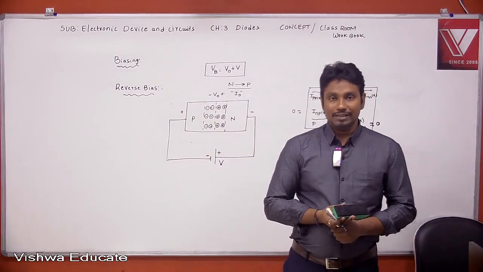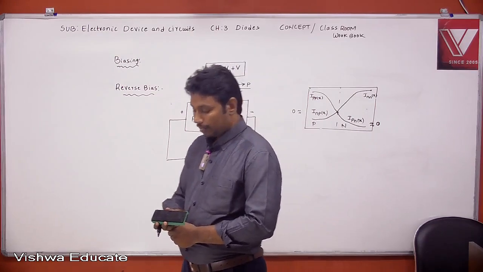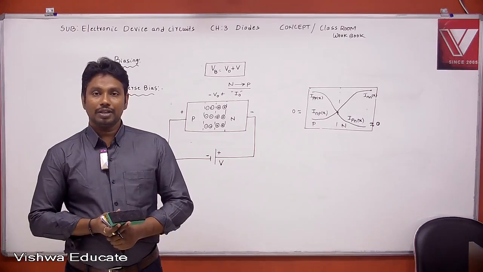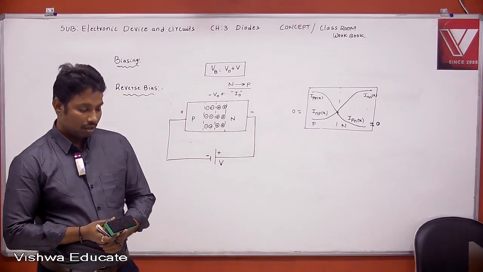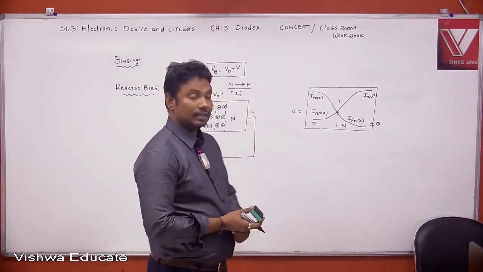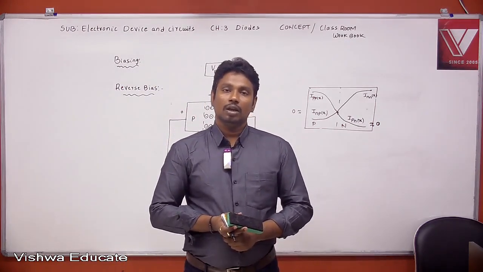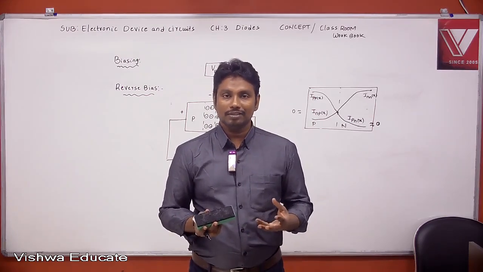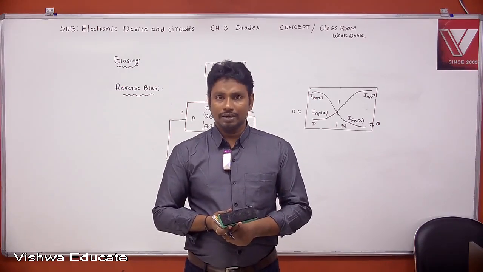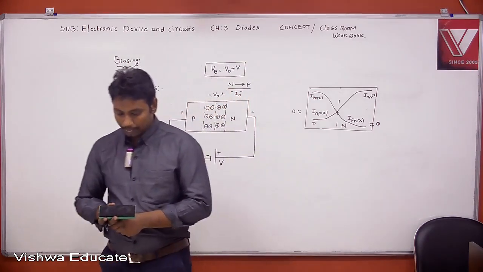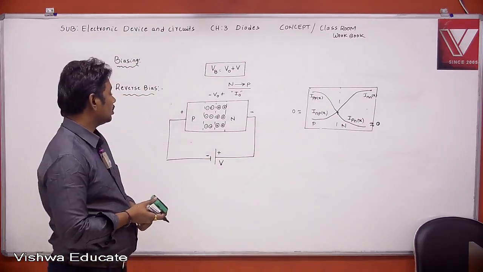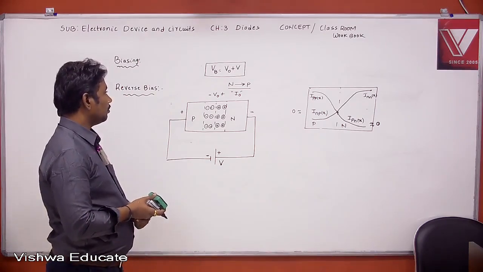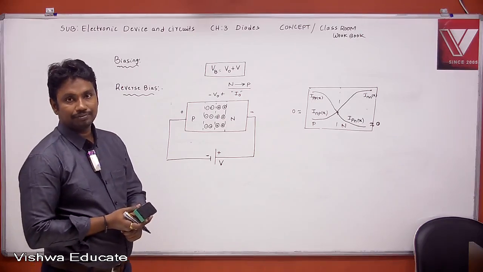When the reverse voltage is increased, then the depletion region is increased, and also the barrier potential is increased, and it is given by VB equal to V naught plus V.